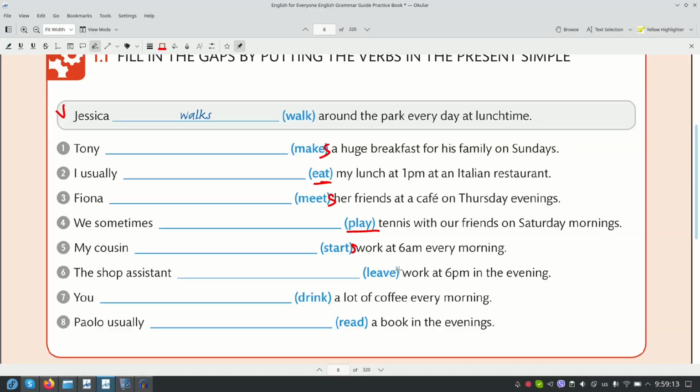Leaves work at 6 p.m. in the evening. You drink a lot of coffee every morning. Paula usually reads a book in the evenings.